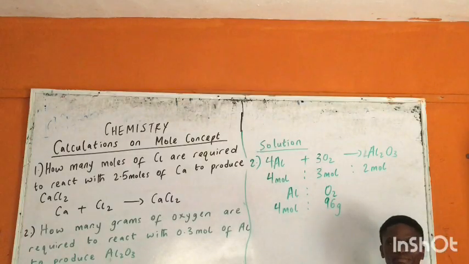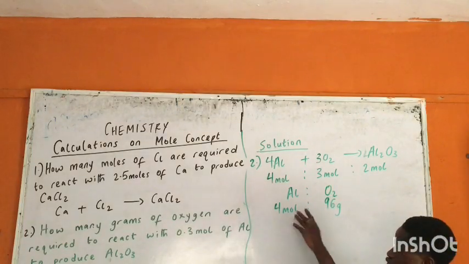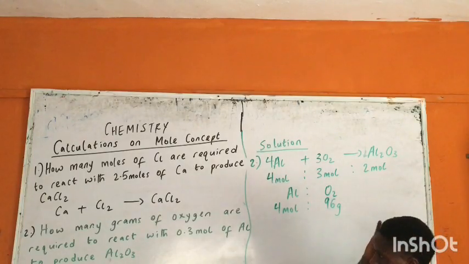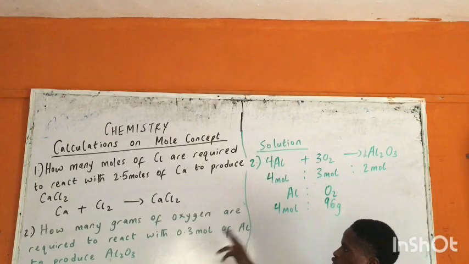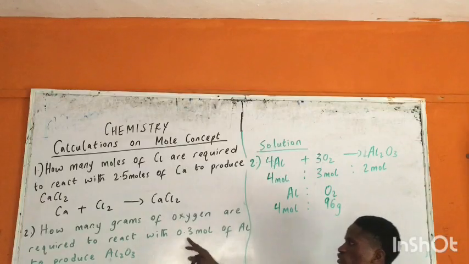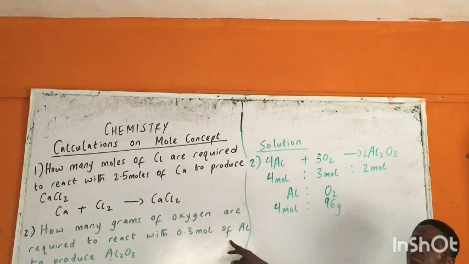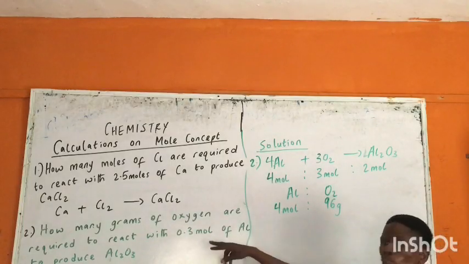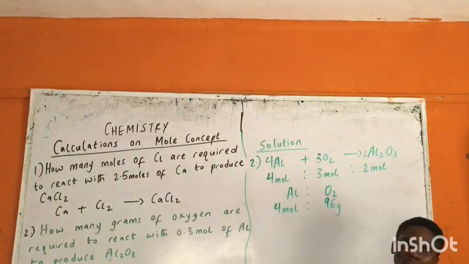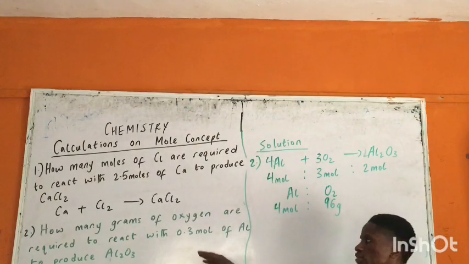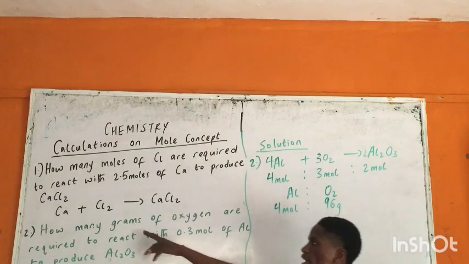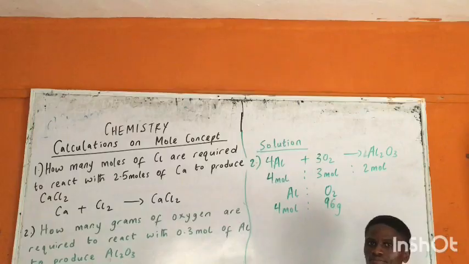(96 grams). Now this one here, we leave it as mole. Why? Because they said 0.3 mole of aluminium is required to react, but here we have grams of oxygen. So we leave mole with aluminium.